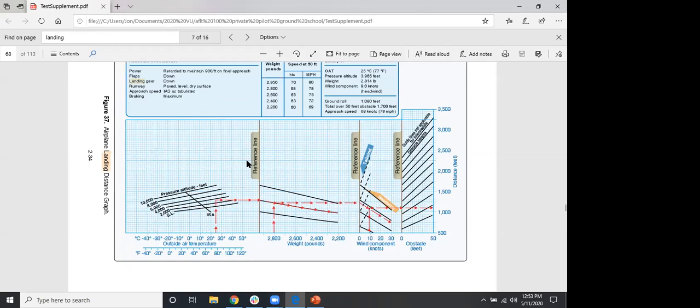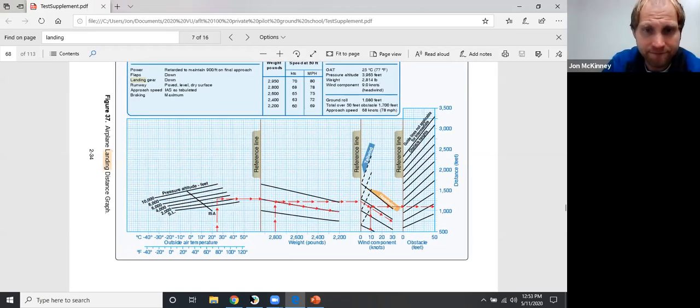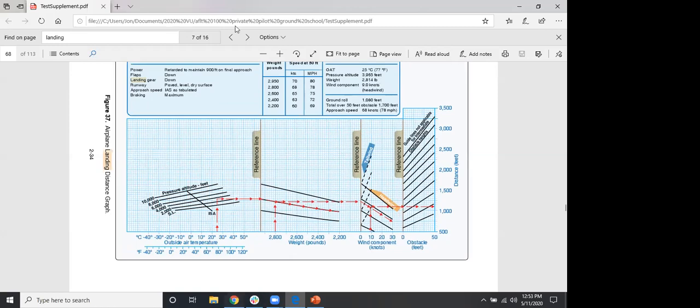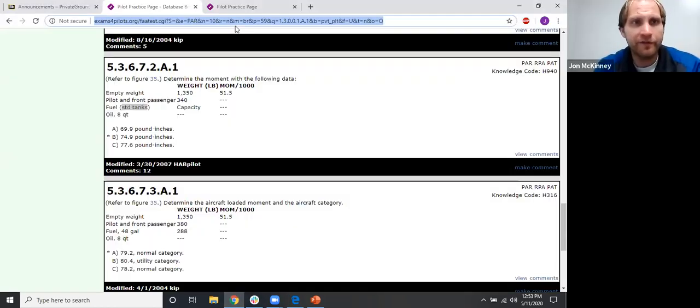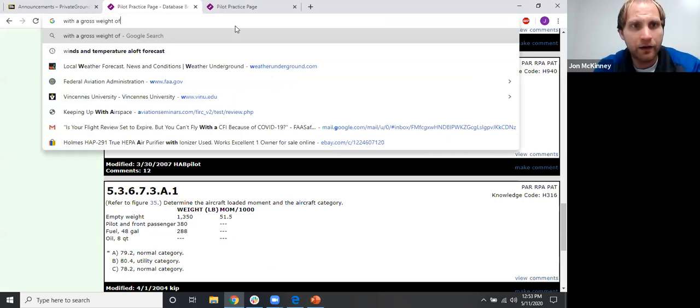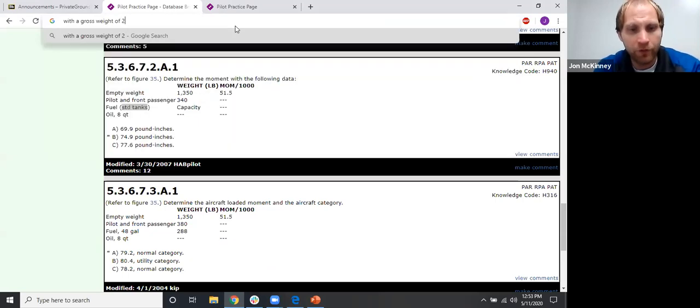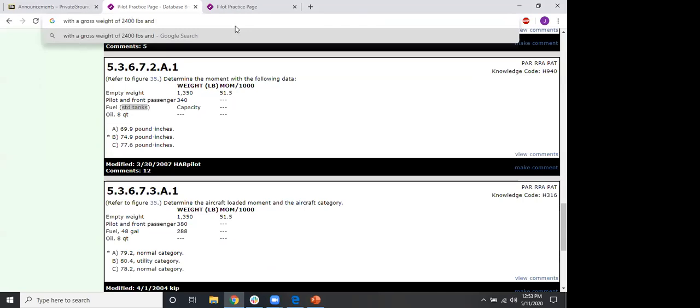Well, this was the question. It was asked with a gross weight of 2,400 pounds at standard temperature and a pressure altitude of 10,000 feet. What would be your landing distance over a 50-foot obstacle?